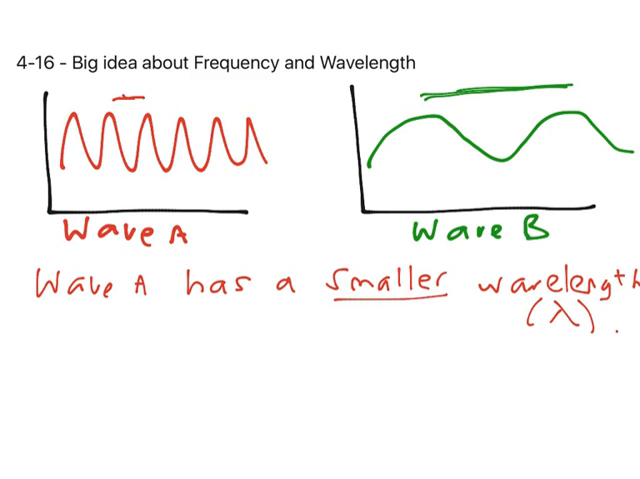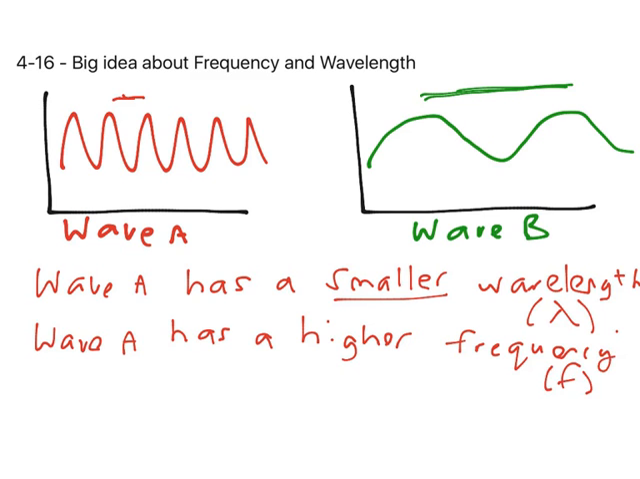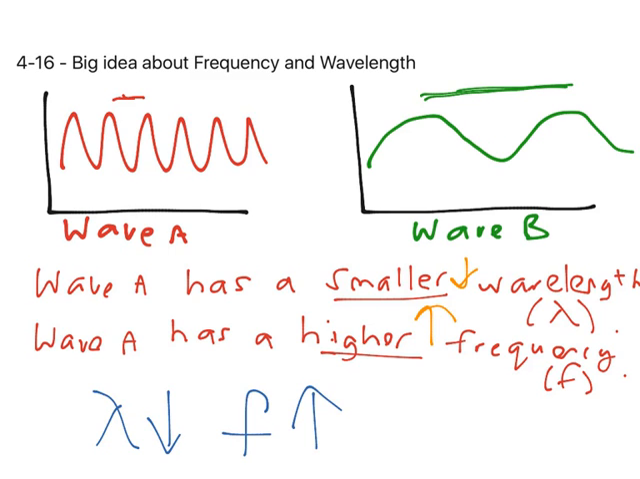So that means that wave A has a higher frequency. Frequency is F. Remember, smaller, higher. In other words, the big idea here is that when the wavelength is smaller, the frequency is higher. And if the wavelength is higher, longer, the frequency is lower. One gets bigger, one gets smaller.